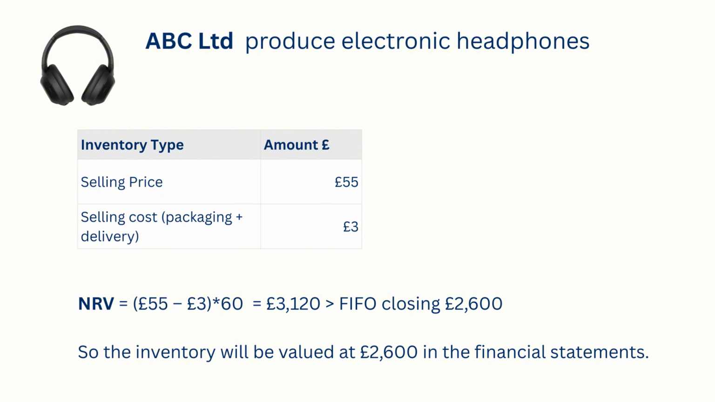We then compare this net realisable value figure to the cost of closing inventory, which we previously calculated using FIFO. The first in first out valuation gave us a closing inventory cost of £2,600. Because International Accounting Standard 2 requires us to take the lower of the two values, we keep the inventory at £2,600. The net realisable value is higher in this case, so there is no write-down and the inventory remains at cost. This figure, £2,600, is what appears in the balance sheet under current assets. So after calculating cost using a costing method like FIFO, we must always apply the net realisable value test to ensure inventory is not overstated.